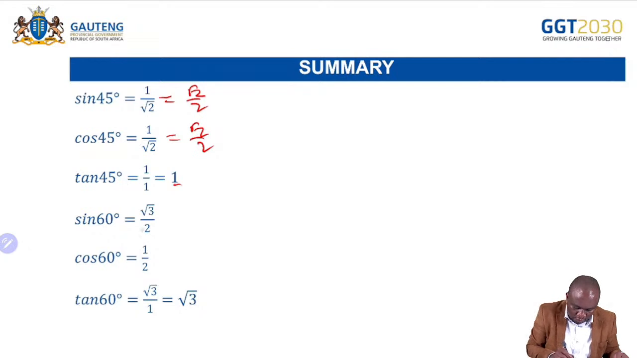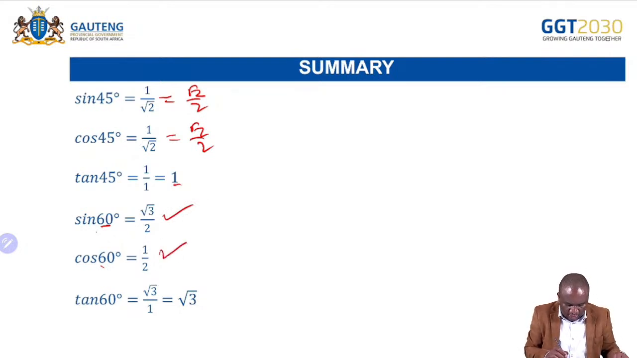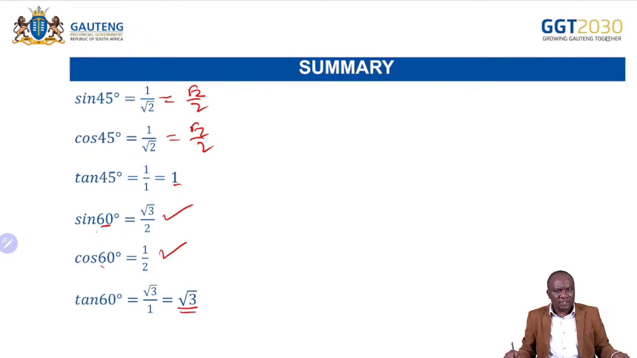And then we had 60 degrees, we said sine 60 is root 3 over 2. And then cos 60 is 1 over 2. And then tan 60 degrees is root 3. Okay, that's what we learned in this lesson.